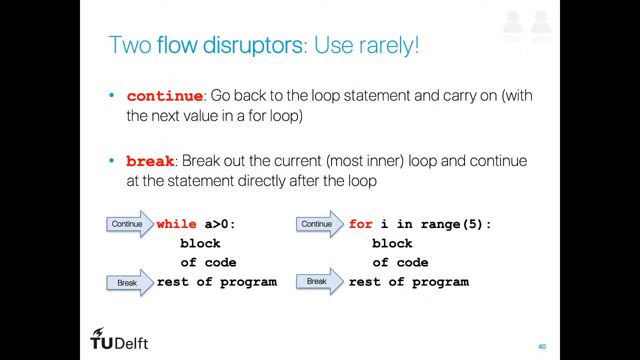Well, in addition to break, which breaks you out of a loop, there's a second, what's called a flow disruptor, and that's continue. So where break breaks you completely out of a loop, continue just stops the current iteration of a loop and jumps right into the next iteration of a loop. So if you have this while statement, you iterate over a block of code multiple times. If within the code you call break, you go to the rest of the program. If within this block of code somewhere you call continue, you go back to the while statement.